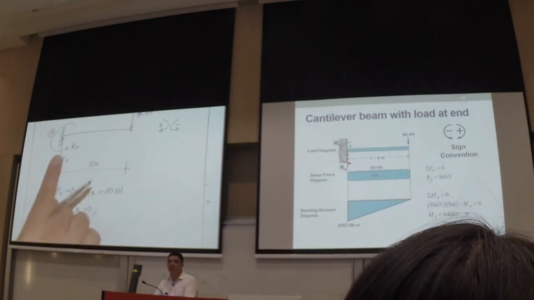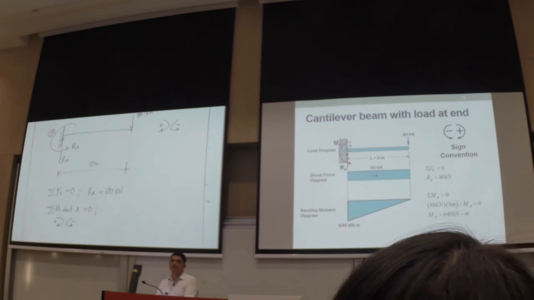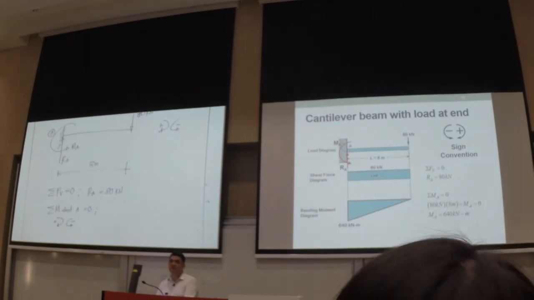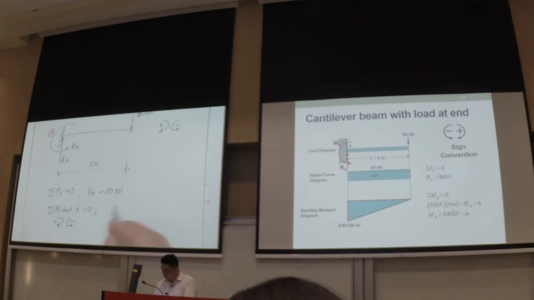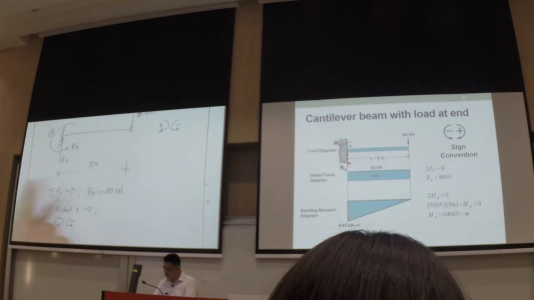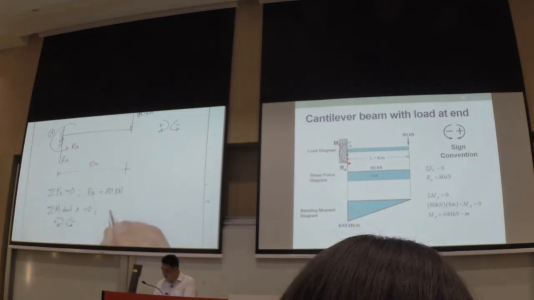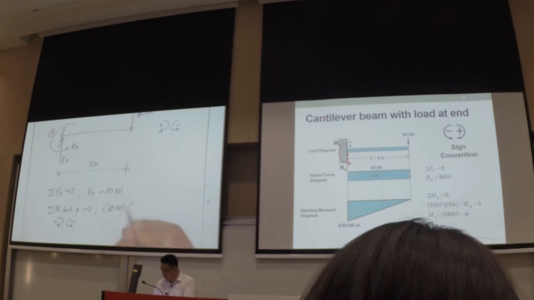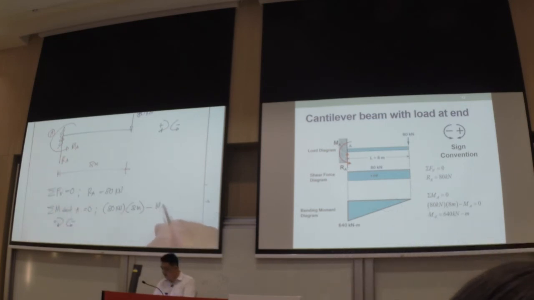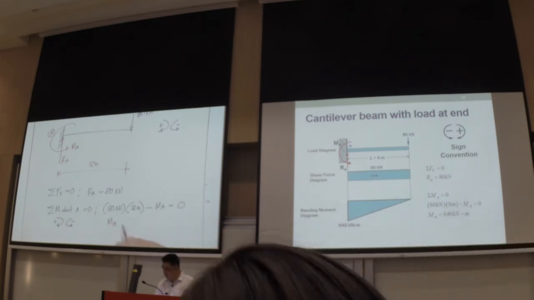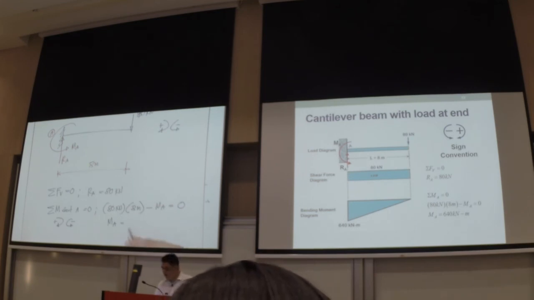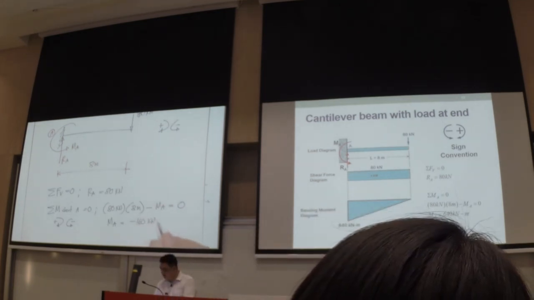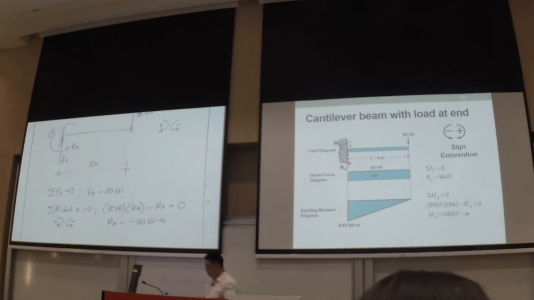Initially we assume this one to be counterclockwise. So we have this one to be clockwise, positive. Let's just start with the positive first. So we have here 80 kilonewtons multiplied by 8 meters minus this one here, MA, which is our reaction moment. This is equal to 0. So our reaction moment at A will be negative 160 kilonewton meter. So we're going to use that sign convention in our shear force and bending moment diagram.